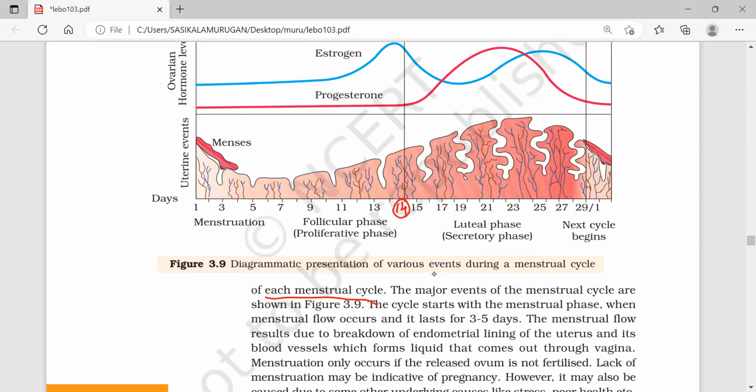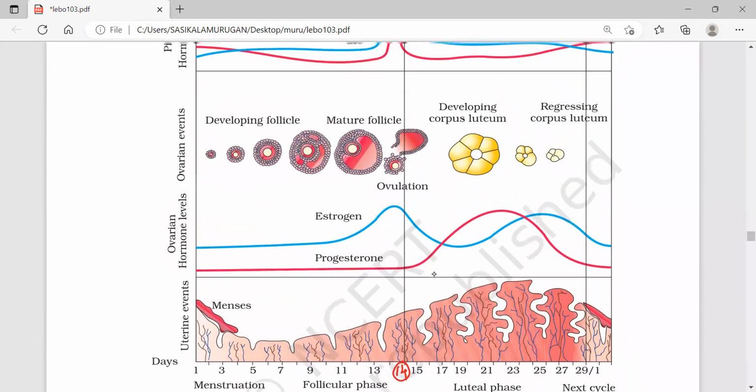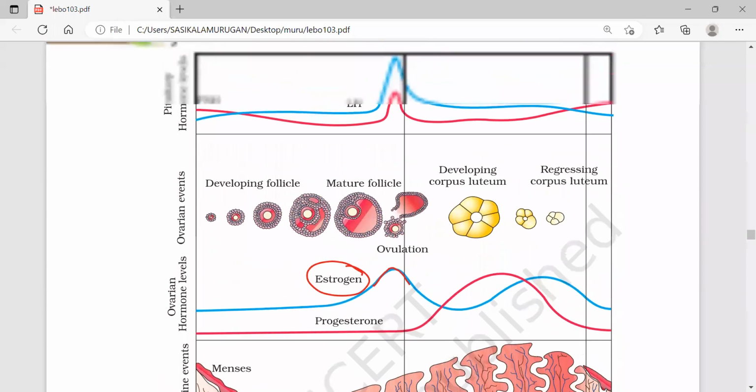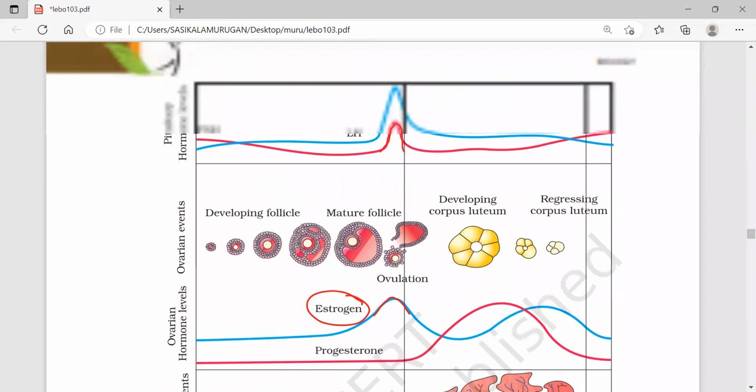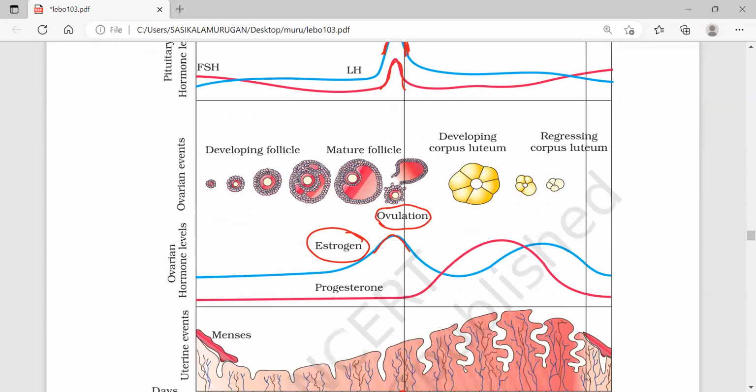On the 14th day, when ovulation takes place, some hormones like estrogen get higher, and then FSH and LH. Both surge highly in this region. So especially the estrogen is required for ovulation. This is the mature graafian follicle. When this mature graafian follicle ruptures, the ovum is released.